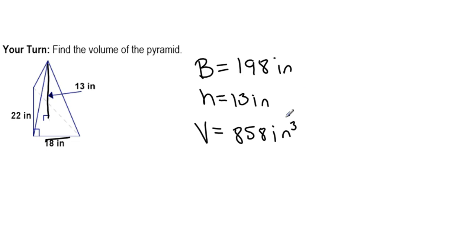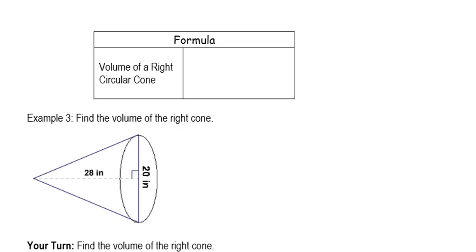Alright, so I'd like for you to pause the video and see if you get what I get. So the area of your base is the area of this triangle, so we should have gotten 198 inches squared. The height was 13 inches, and they just gave us that value, and the volume is a total of 858 cubic inches. Okay, a right circular cone is just going to be a cone where they give us a perpendicular height.